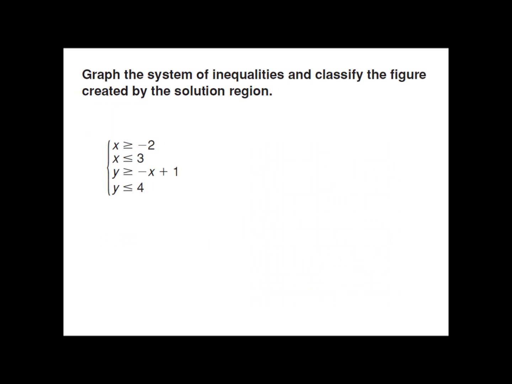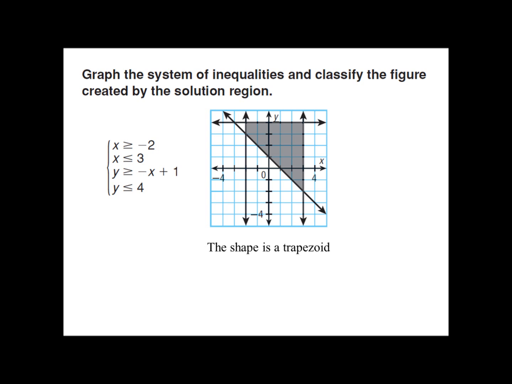What about this system of inequalities? The top two are vertical lines. One of them we shade to the right of negative 2, one of them we shade to the left of 3. That bottom one is a horizontal line. When we graph it, we get this shape, and that's technically a trapezoid. The reason it's a trapezoid is because one set of opposite lines is parallel.